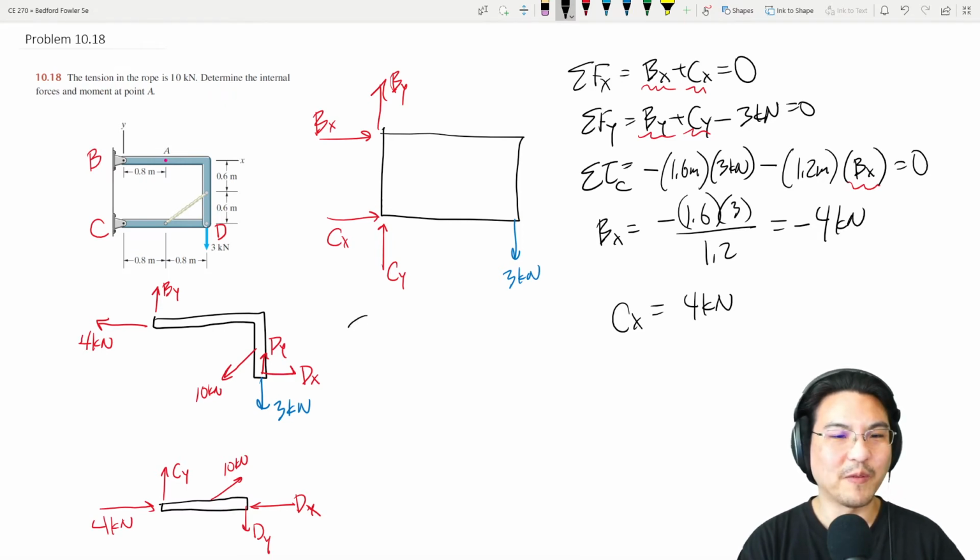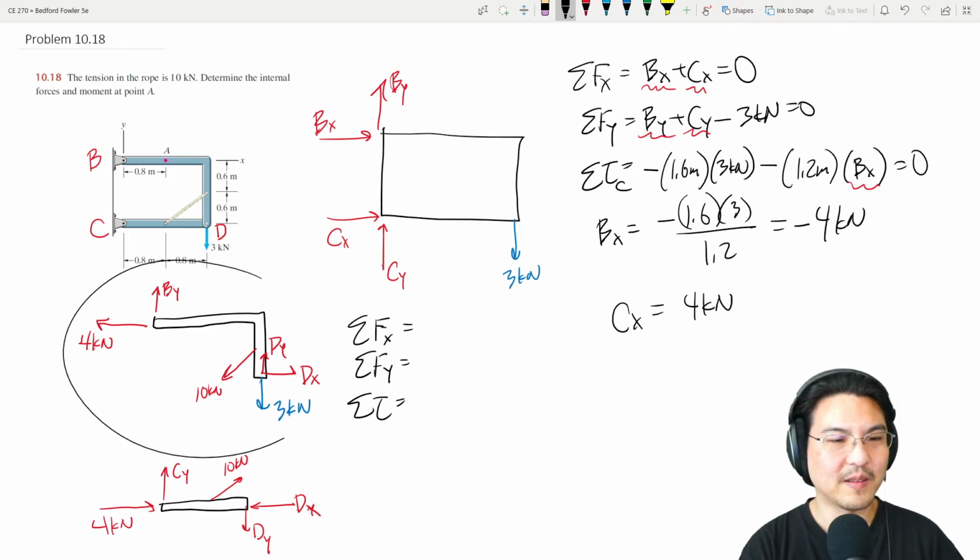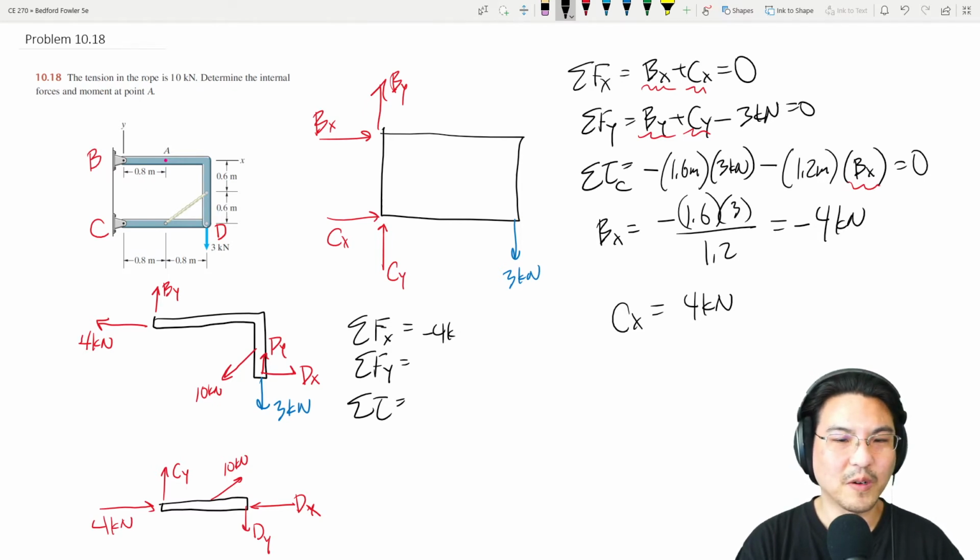For each member of the frame, we can write as many as 3 more equations. Right, so let's say here in the x direction, what do we have? Minus 4, Dx, and then, let's see, we need to know this angle right here. I'll just call it theta. Let's look at this triangle right here. I'll just draw it right over here.